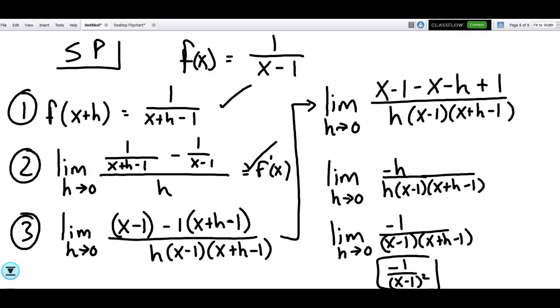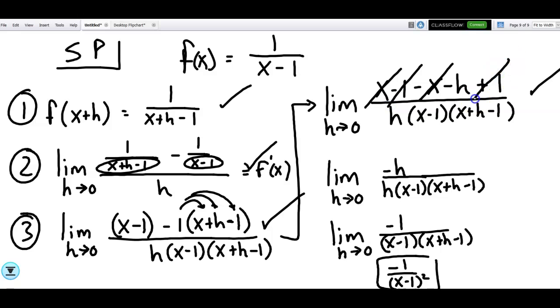Next one, if you multiply everything by this and by this, you're going to end up with what we have here. So that's the step you're going to want to really double check carefully to make sure you got right. After that, you distribute this -1 into your parentheses, and you get what we have here. After that, you combine your like terms. The x's cancel and the 1's cancel, and you're just left with -h. And that -h reduces with the h on the bottom, leaving us with this.